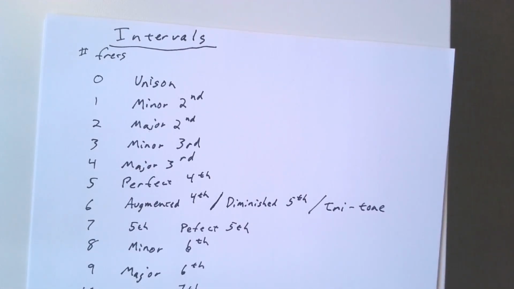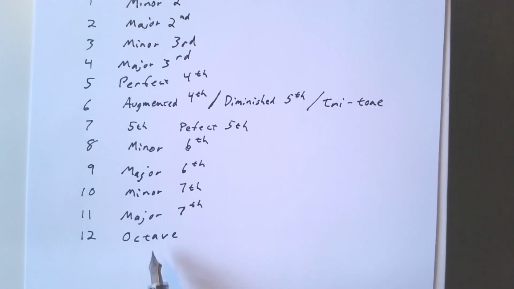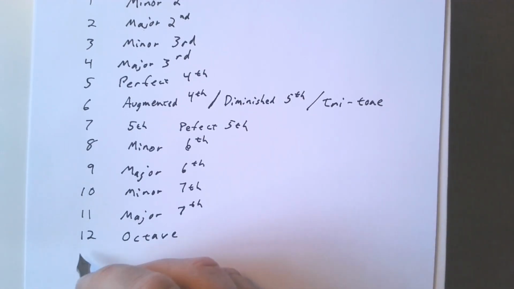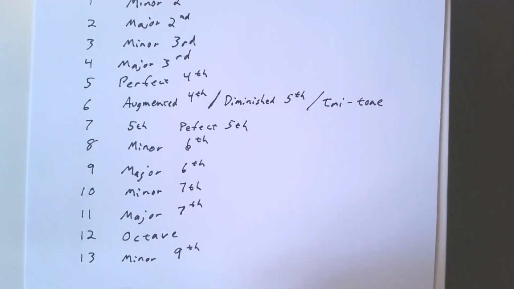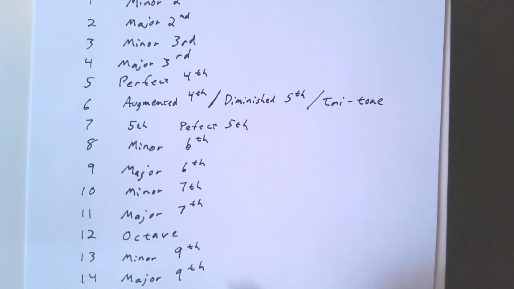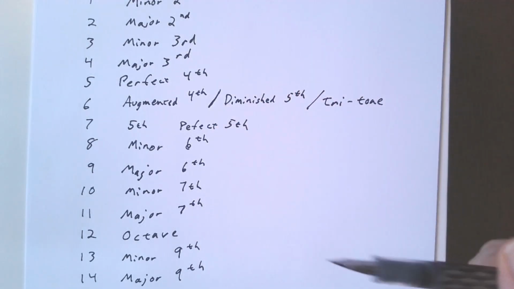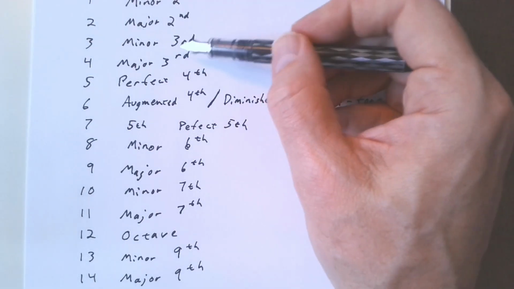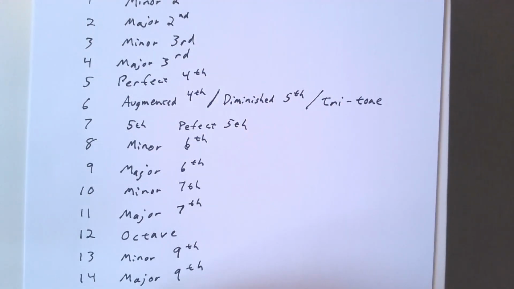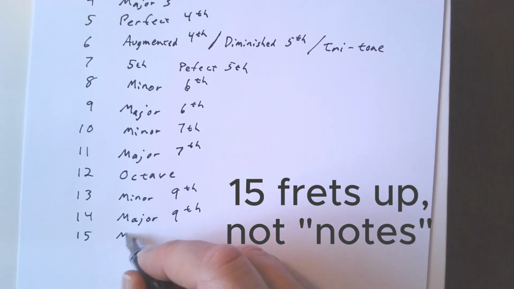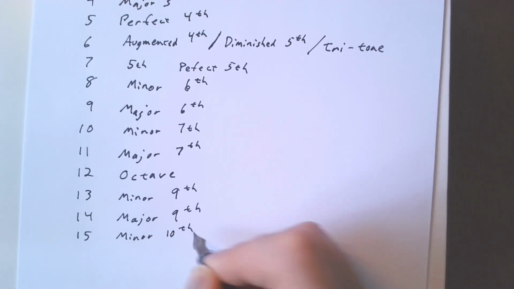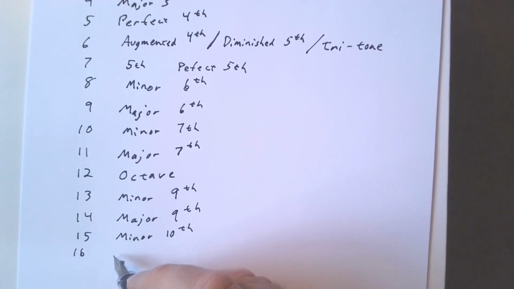Now, intervals don't stop at the octave. You can keep going. What do you call the note that's 13 semitones up from your note? If you're going up 13 semitones, that is a minor ninth. What about 14? Major ninth. All of these intervals get repeated. So then, instead of saying minor third, major third, we say on 15 notes up, we say minor tenth, 16 semitones up, major tenth.